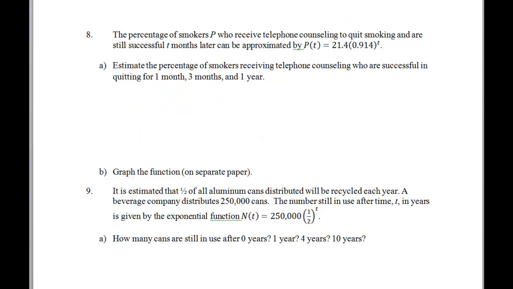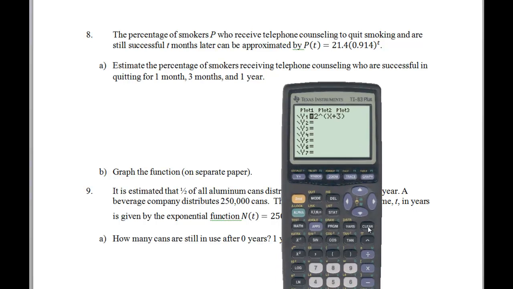Now, the other way to do the problem is to get your calculator, and you could have typed this into your Y1. You could have gone 21.4 times a parenthesis of 0.914 raised to the x power, and you could have gotten all of these answers by going to your table, and you would have seen that after 1 month you would have had 19.56, and then so on and so forth, all the way down to the 12th month, which was about 7.27.